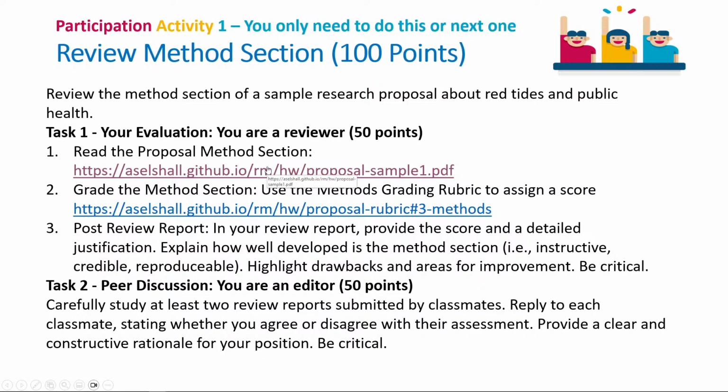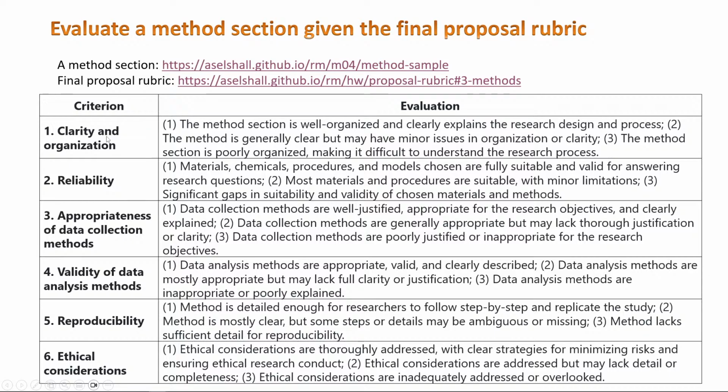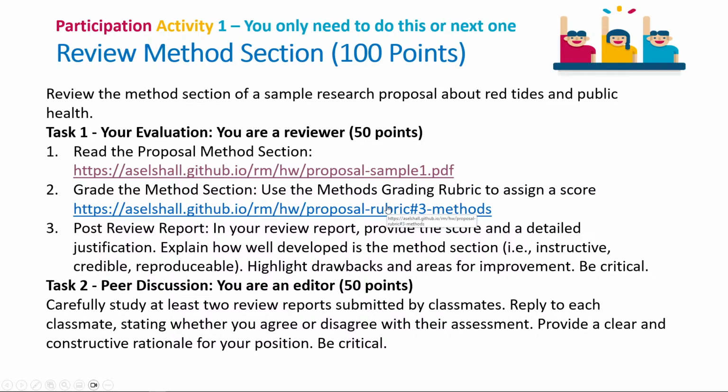And again, this is not perfect. There's one big missing thing from this method section. So if you give me full marks on each of these, I will know you're doing something wrong, because one of these six criteria is totally missing. I'm not going to tell you which one, so you need to figure it out and say that this one is missing. So I'm sure I will not get the full mark here. Then highlight drawbacks and areas of improvement and be critical. That's task one.